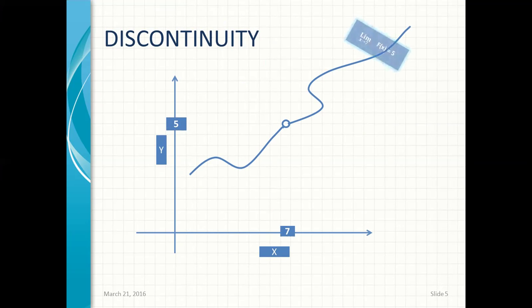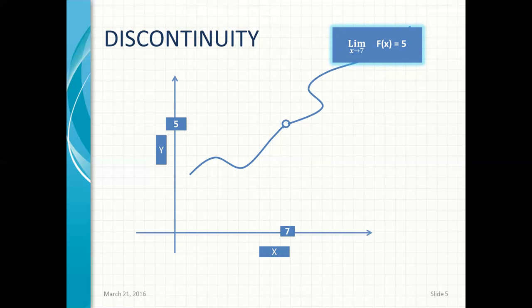Now if I have to express this function as a limit, I could still say that limit x tends to 7 f(x) equals 5. Why? Because I'm only bothered about x value being close to 7, not exactly equal to 7. So even though there is a hole at the point 7, I'm still not bothered because the values which are very close to 7 still exist and the corresponding value of that is 5.